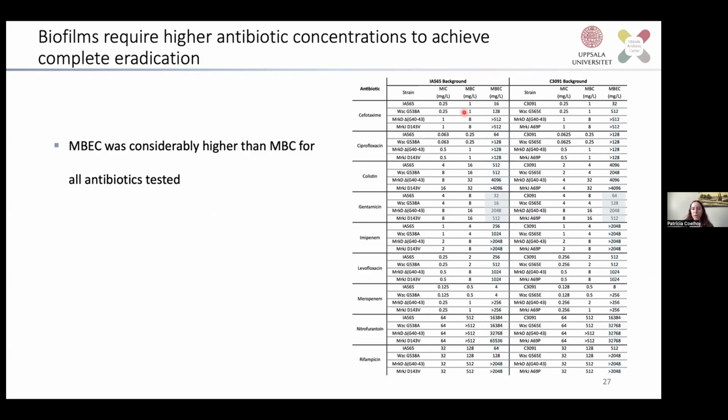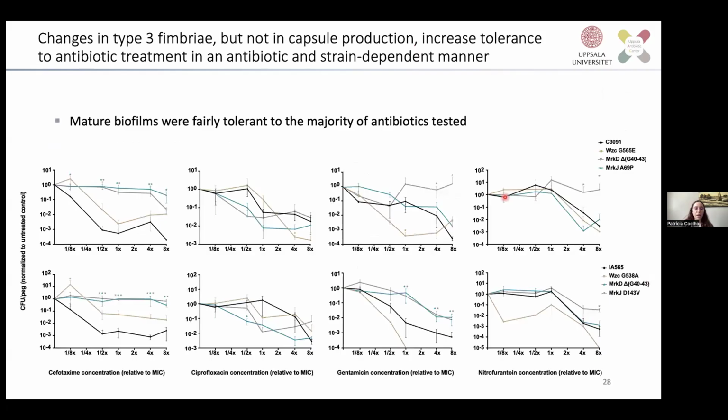We could determine some values here, for instance, for gentamicin. So it seems that gentamicin had some effect on these biofilms, but these concentrations are extremely high and they are not relevant in the clinics because, especially gentamicin, which has really bad side effects. So the concentrations used to treat the patient would not have any effect on these biofilms.